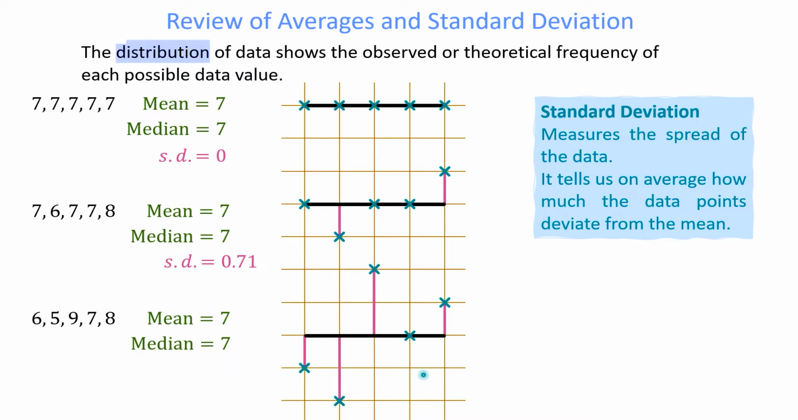And over here we can see a larger spread of data. This data point here deviates by 2 units from the mean. This data point deviates by 1 unit from the mean. We'd expect the standard deviation value to be higher than these two, because we can see visually that the data is more spread out. So the standard deviation is 1.58. This means on average, these data points deviate by 1.58 units from the mean 7.